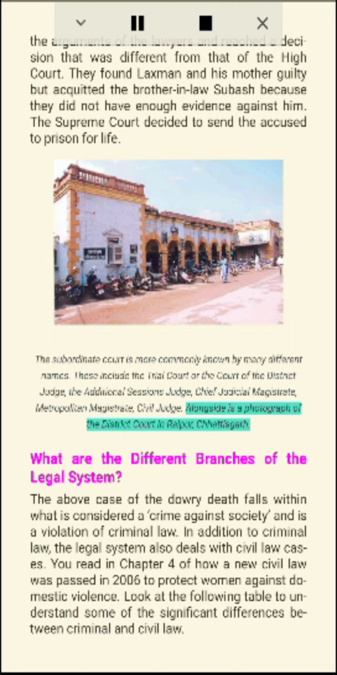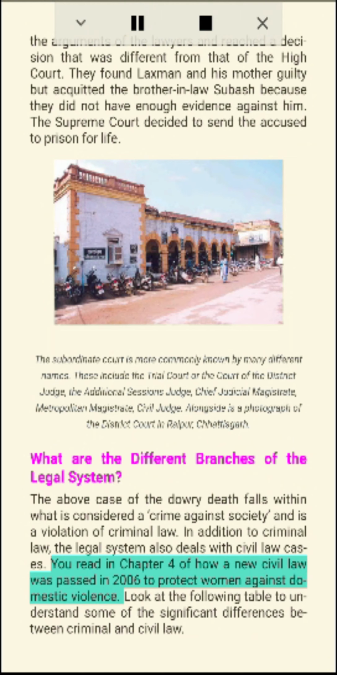Alongside is a photograph of the district court in Raipur, Chhattisgarh. What are the different branches of the legal system? The above case of the dowry death falls within what is considered a crime against society and is a violation of criminal law. In addition to criminal law, the legal system also deals with civil law cases.